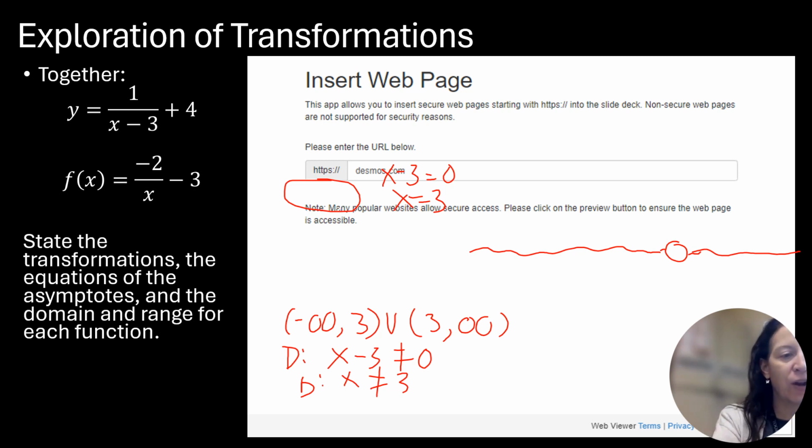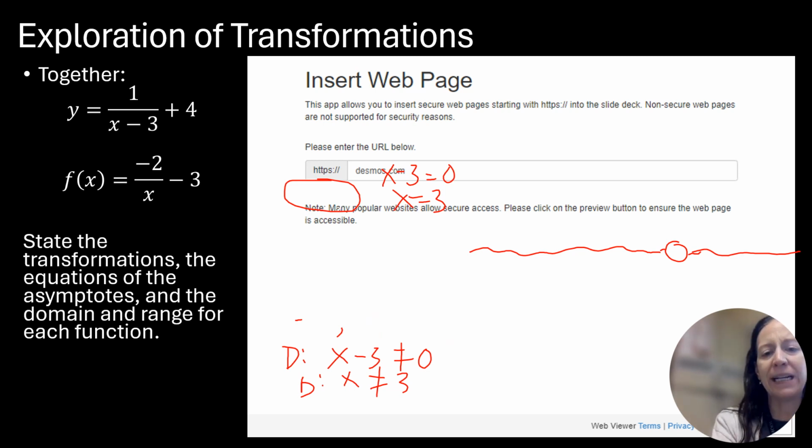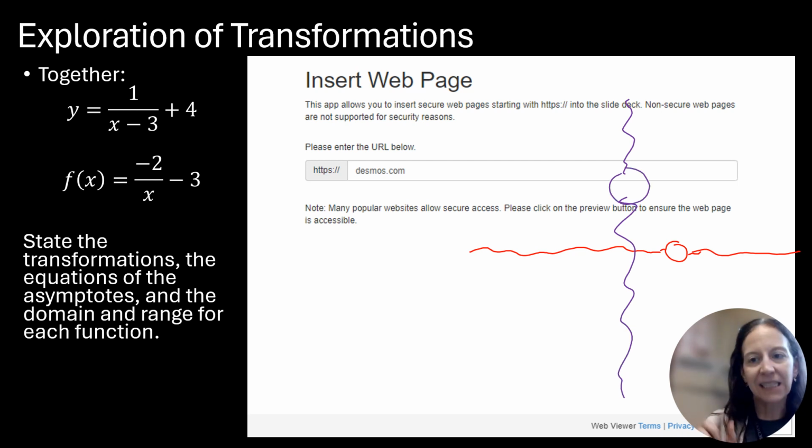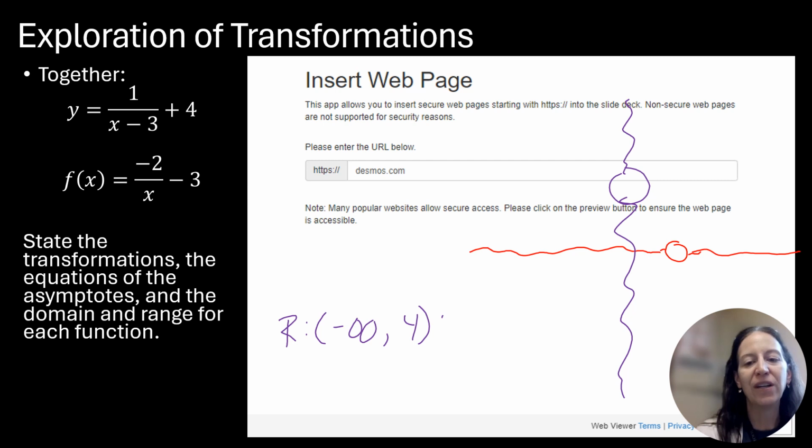You can do the same thing with the range, and I'll do that with the graph, though. Let me get all that out of there. So you could go on your y-axis, and it's literally going to be all real numbers except where you have that asymptote. And so you could say the range is negative infinity up to the 4, but not including the 4, unioned with 4 to infinity.